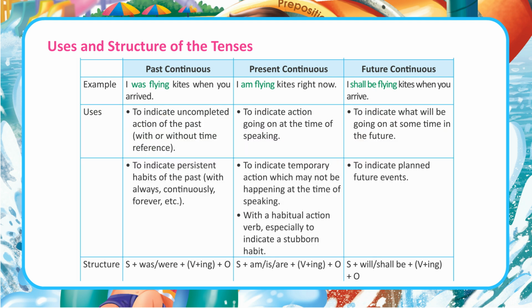To indicate persistent habits of the past, with always, continuously, forever, etc. To indicate temporary action which may not be happening at the time of speaking. With a habitual action verb, especially to indicate a stubborn habit. To indicate planned future events. Structure: S plus was/were plus V plus ing plus O. S plus am/is/are plus V plus ing plus O. S plus will/shall be plus V plus ing plus O.